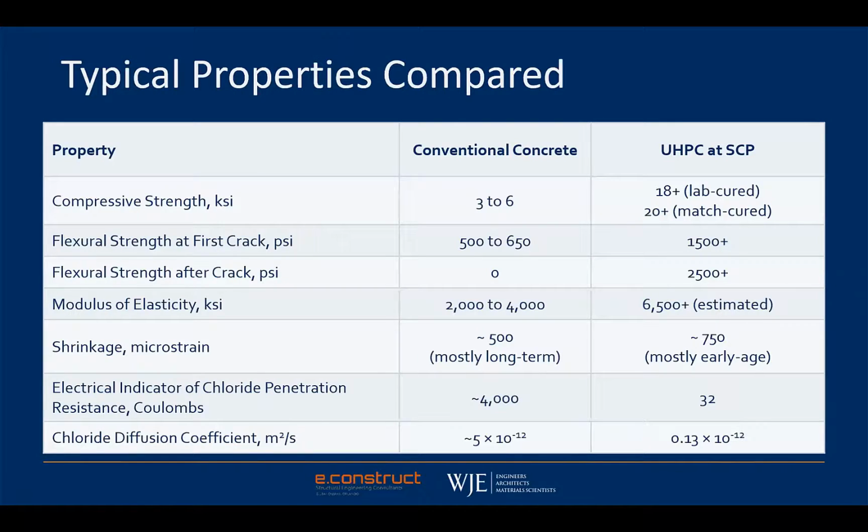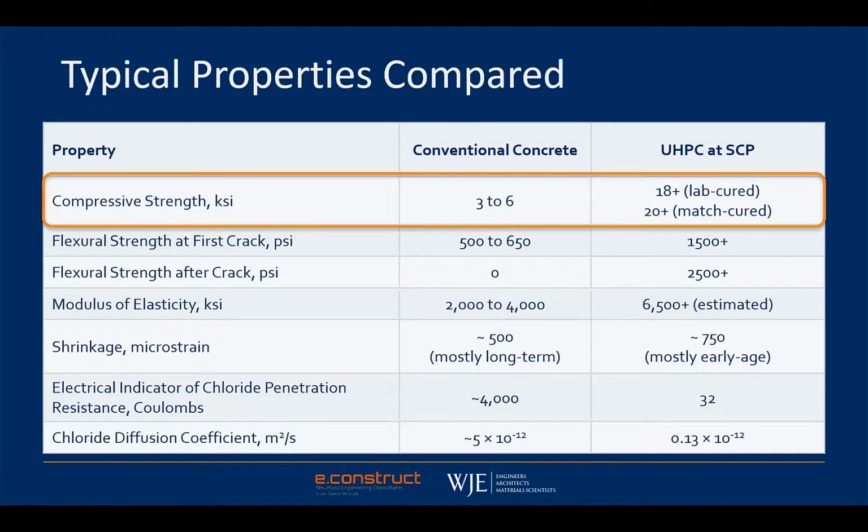All right, on the next slide here, I'm showing a table, again, comparing UHPC properties to conventional concrete. This UHPC that I'm talking about is the UHPC that we've developed and tested at Standard. So first of all, we talked about compressive strength being higher. It's generally 3 to 5 times higher compared to conventional concrete.